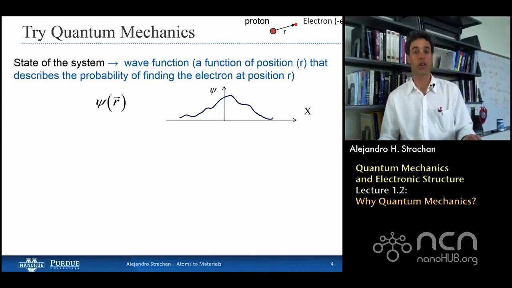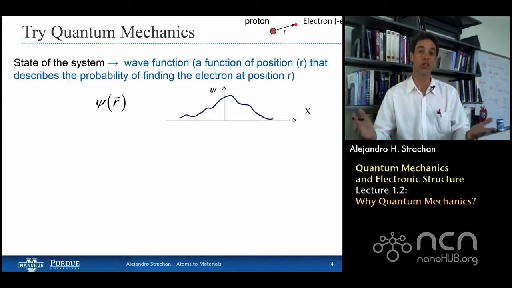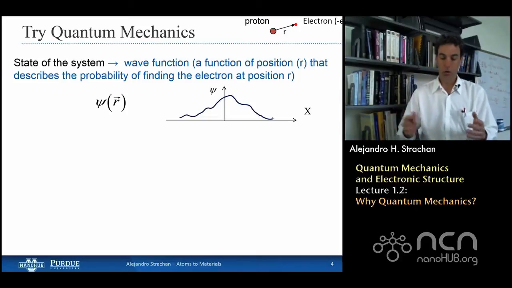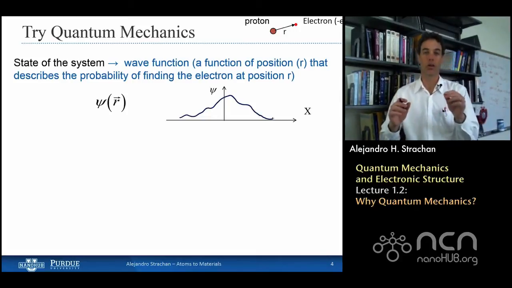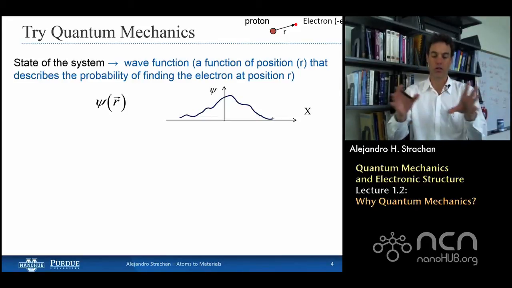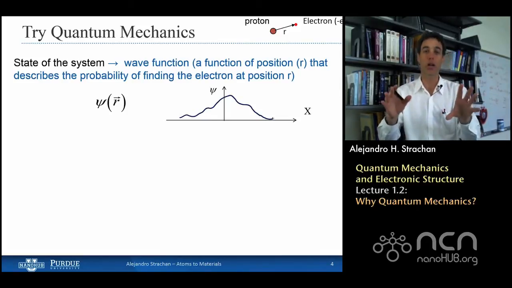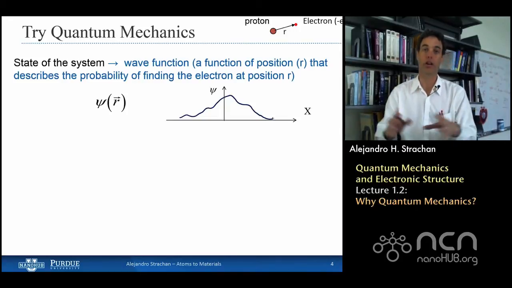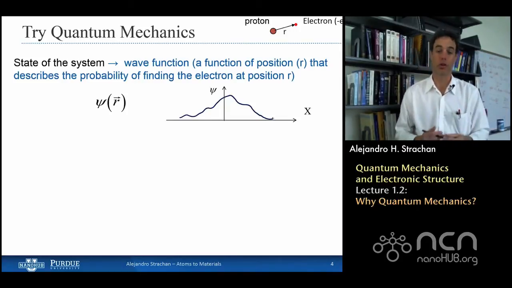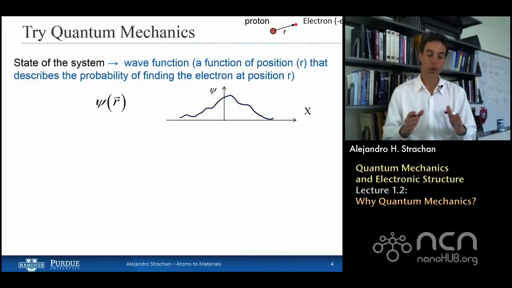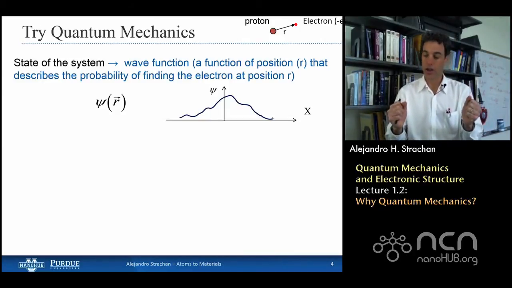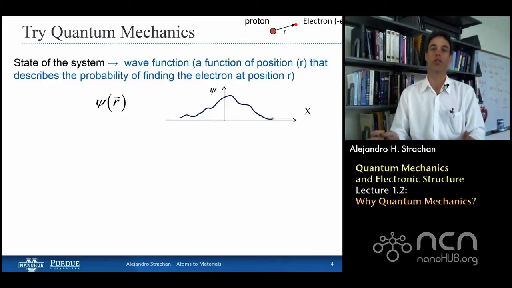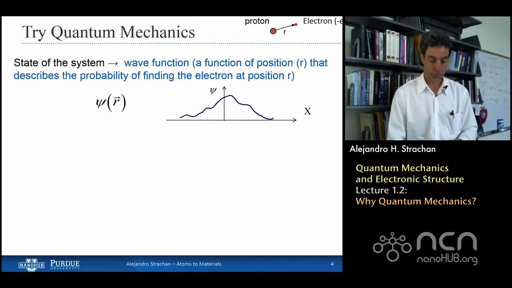So if the wave function is zero, that means the electron is not there. We probably all have some familiarity with quantum mechanics. We all know that electrons are described as a cloud of probability, and the wave function is associated with that probability. So again, you cannot know the position and the velocity independently. All the information, as we will see in a minute, is in the wave function.